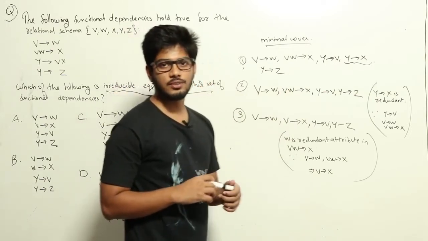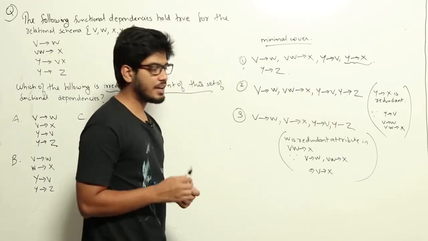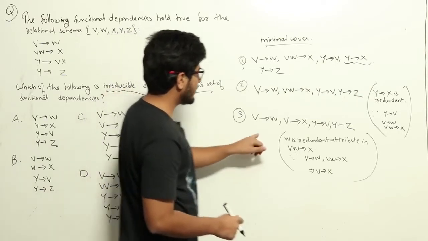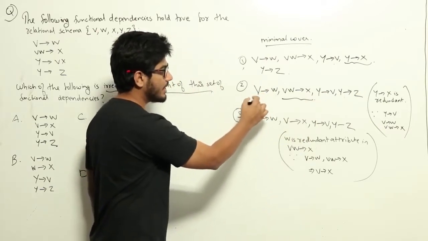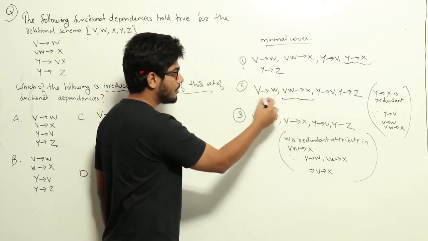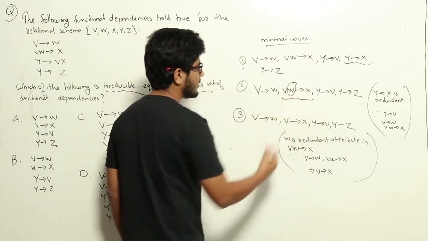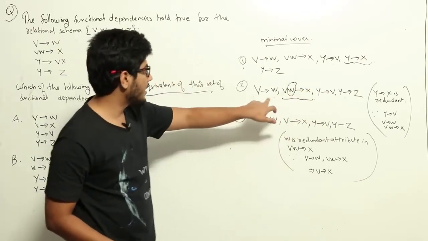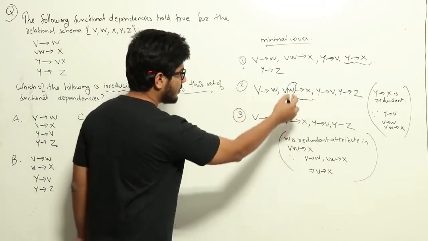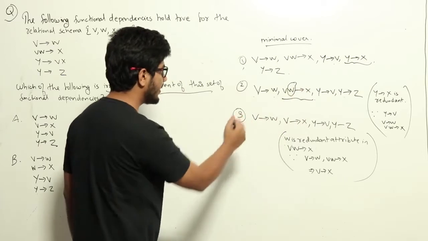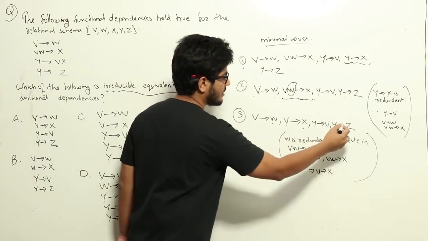Now in the third step, we need to remove redundant attributes from the functional dependencies. I'll show you an example of a redundant attribute. Take VW gives X. Since V gives W, V and W together give X, so we don't need to write this W here. This is redundant because V gives W already, meaning V alone can give X also, which I have written here. So we can remove W from this functional dependency. What we will get is V gives W, V gives X, Y gives V and Y gives Z.